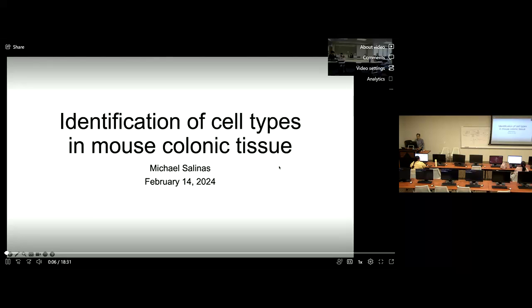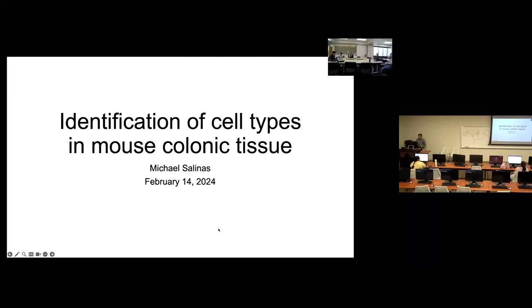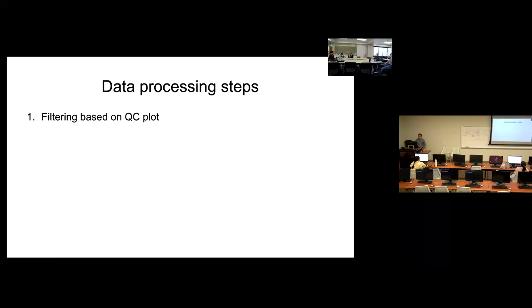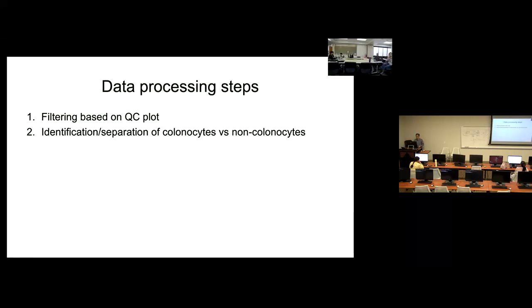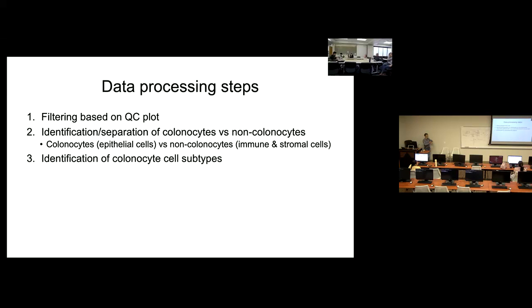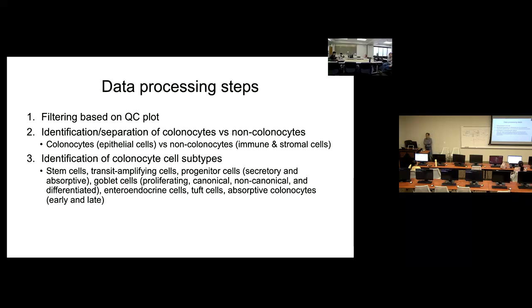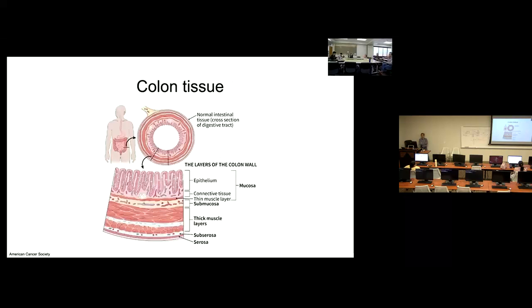So it's really the identification of all the different cell types in the mouse colonic tissue. So there are some data processing steps. The first one is filtering based on the QC plot, and I'll talk a little bit more about that and how I decide what to filter. Then it comes to the identification or the separation of colonocytes versus the non-colonocytes. These non-colonocytes are really just going to be the immune and the stromal cells that are also in these samples. And then once I can separate those, I can focus on the colonocytes, and I can then start to try to identify all the different subtypes of colonocytes in these crypts. And I'll talk again more about this in a bit.